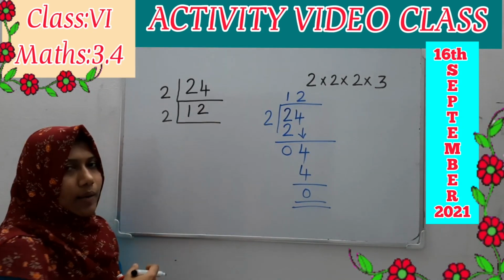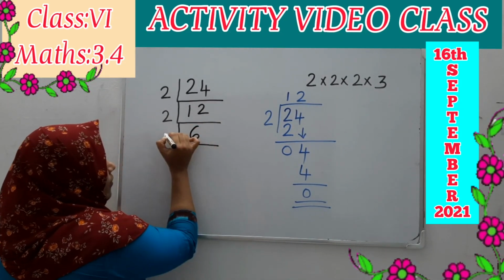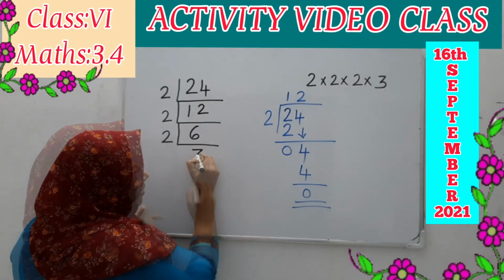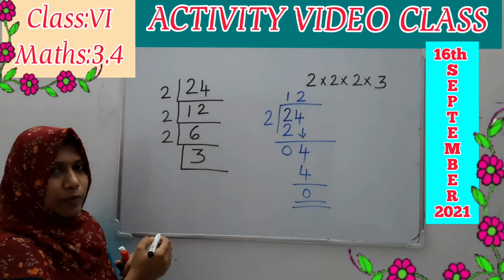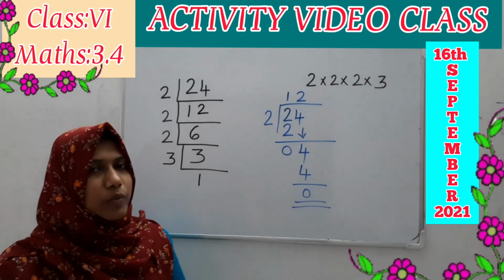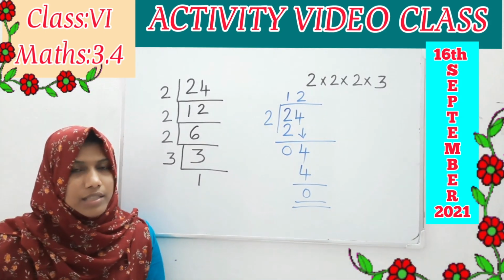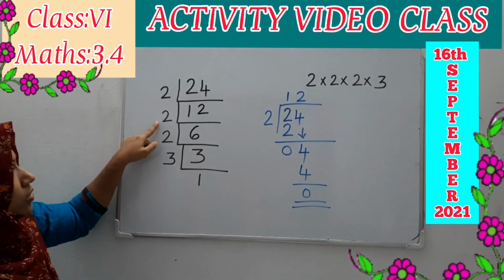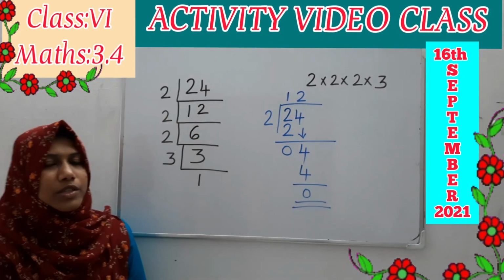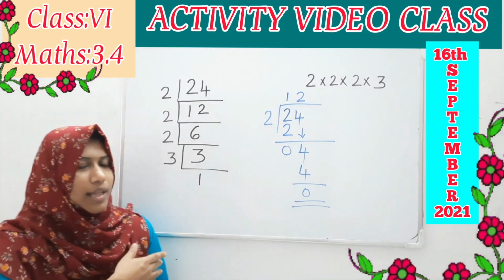So 2 in 12: yes, 6 times. Then again we can take 2. In 6, 2 goes 3 times. Now we use the prime factor 3, and we get 1. So this is the prime factorization using prime numbers as factors. It's called prime factors. 2 into 2 is 4, 4 into 2 is 8, 8 threes are 24. So we can find the prime factors of every composite number using this method.